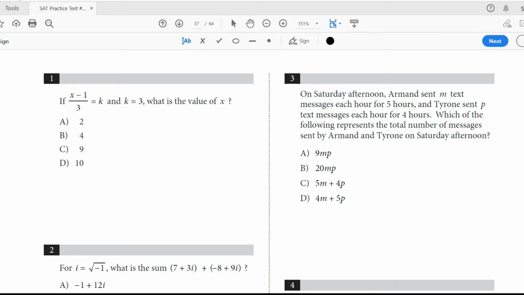The first question is, if (x minus 1) divided by 3 equals k and k equals 3, what is the value of x? To do this, I like to do a little trick where we actually solve the equation and then input the value. This makes it simpler to do the question and there are fewer mistakes involved. So we first do the whole equation, and we get x equals 10, which is the answer.